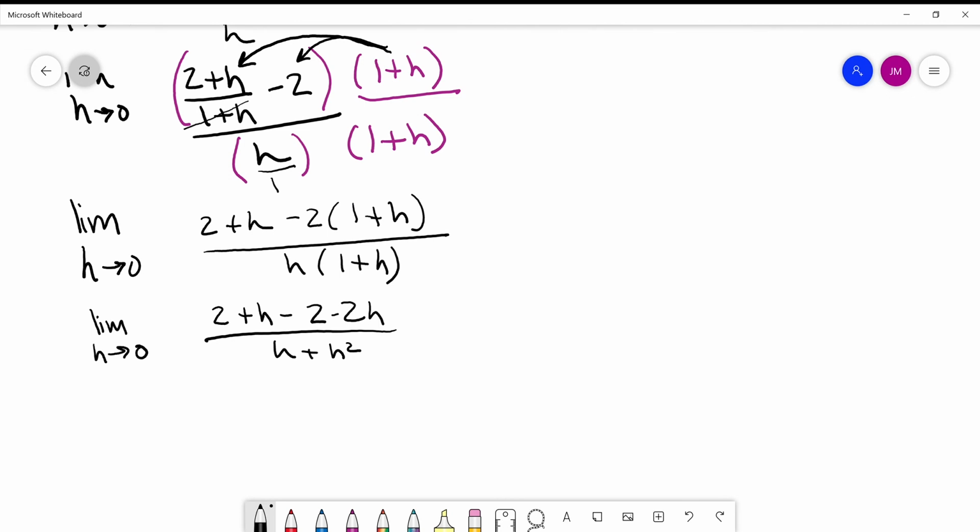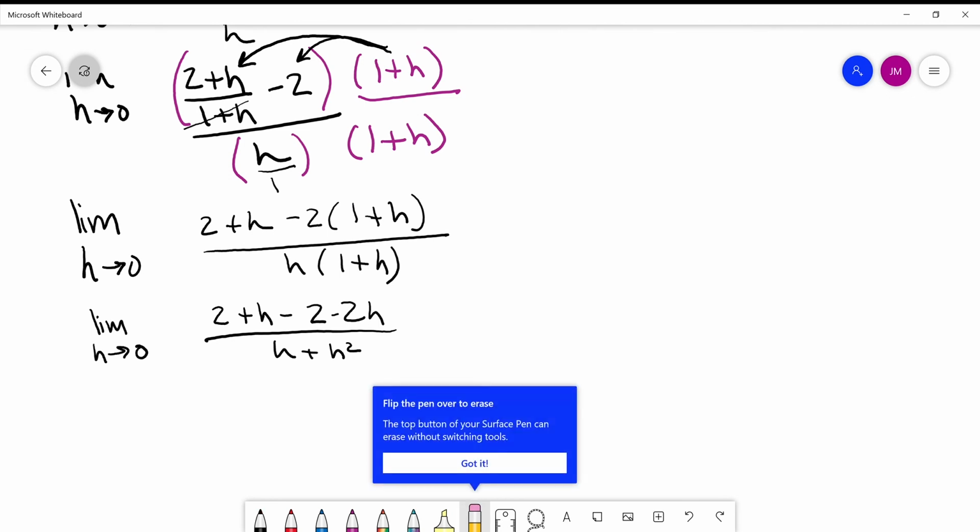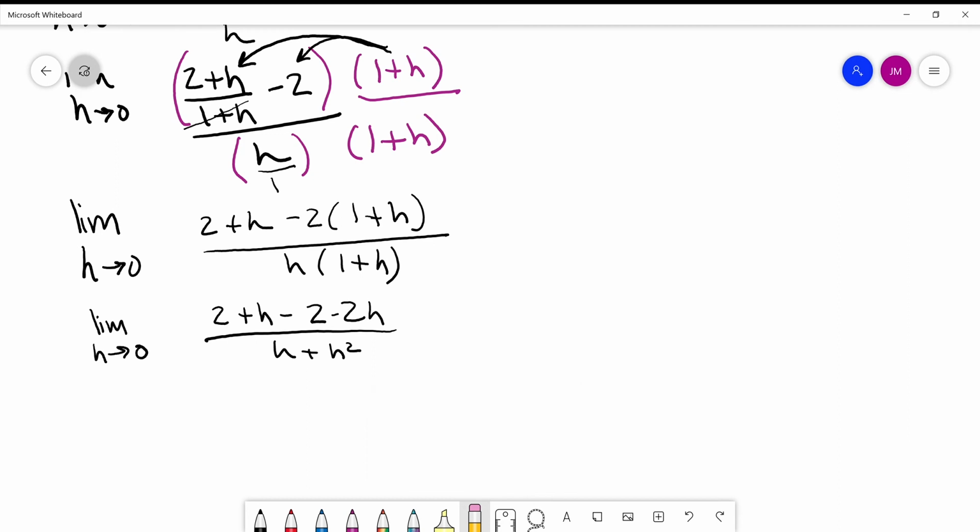Oh, I'm sorry. We don't want to distribute that. Silly me. Sometimes it just becomes a habit to distribute on the bottom, but I would have to turn right around and factor it. So let's get rid of that. Okay, so we are going to keep that as h times 1 plus h.